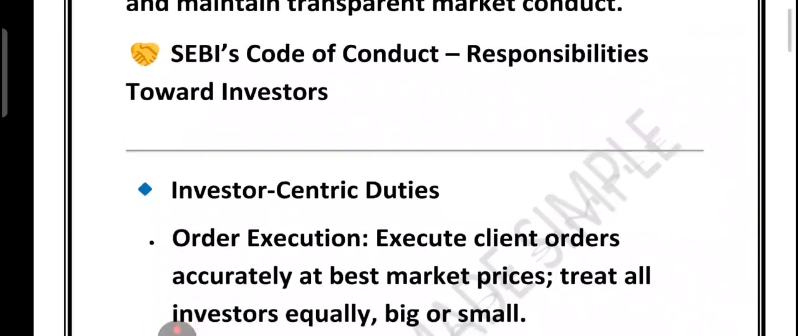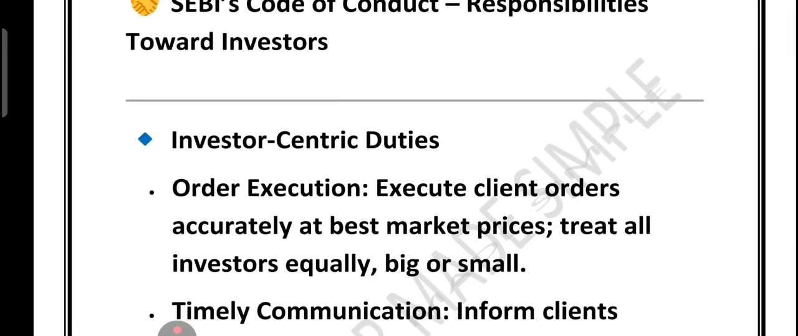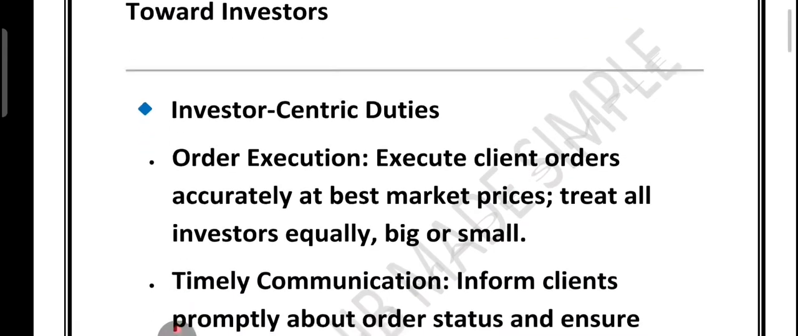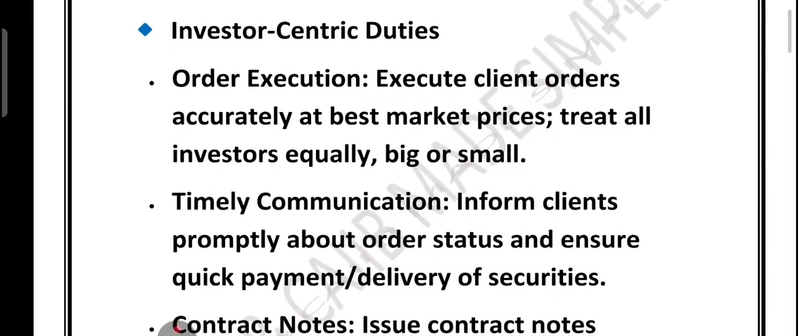Now SEBI code of conduct, responsibility toward investors. So let's understand the SEBI code of conduct. Every stockbroker has a simple rule to follow: the investor comes first, right? So let's break it down. First of all, order execution. A broker must execute every client order accurately and at the best possible market price. Whether it is a small investor or a big one, everyone deserves equal treatment.